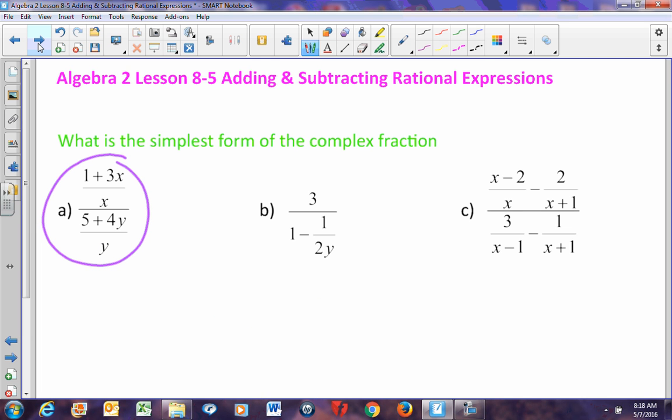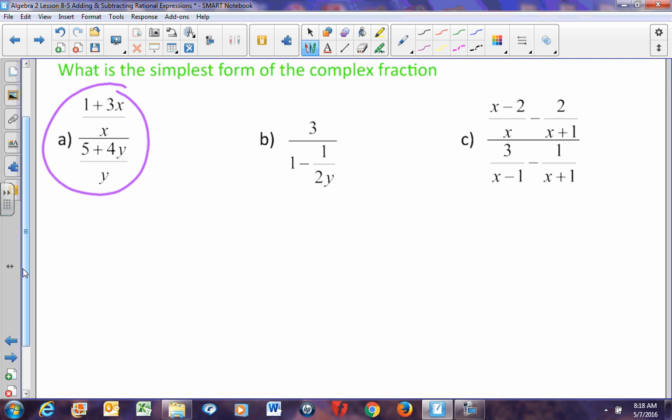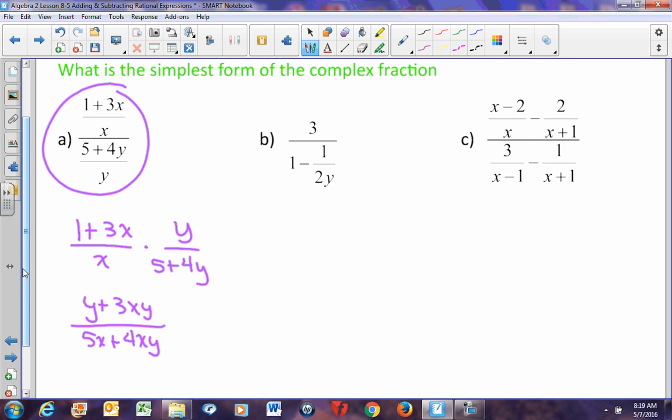If I look at this, it already has the common denominator, doesn't it? It's just a basic complex fraction, which means you do this. 1 plus 3x over x and multiply it by the reciprocal y over 5 plus 4y. And you get y plus 3xy all over 5x plus 4xy. That's just showing you that once you get it to this point, all you have to do is keep the top part of your fraction, multiply by the reciprocal of the bottom part of the fraction.